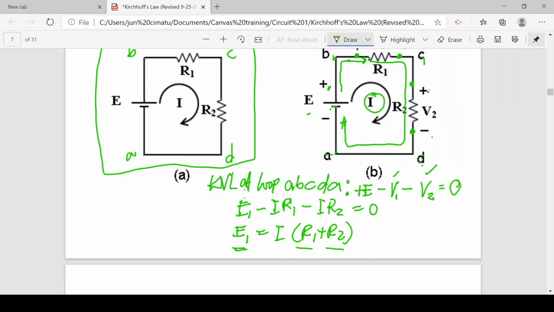which is simply written as I times R total. If we sum up the R1 and R2, which is coinciding, confirming the Ohm's law.